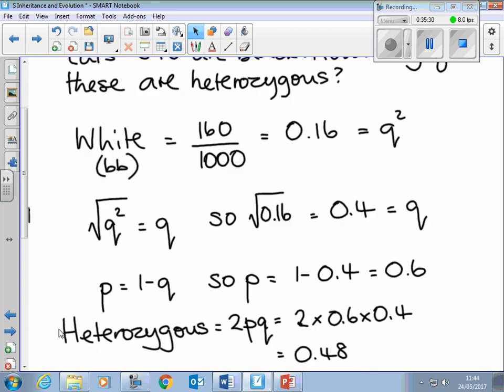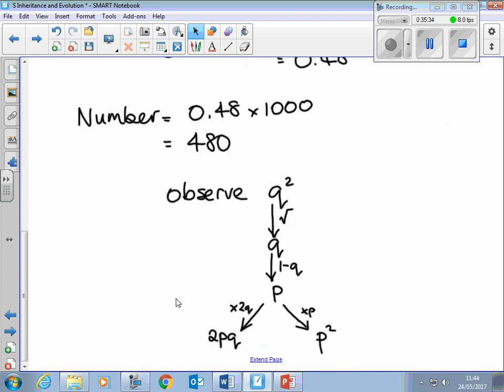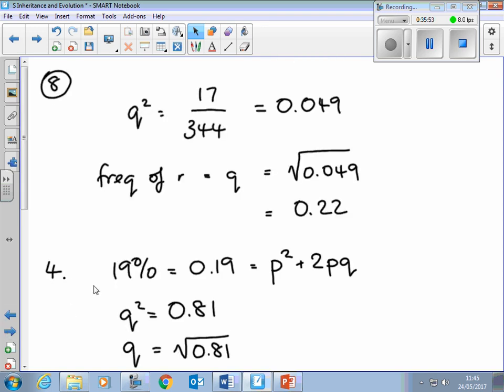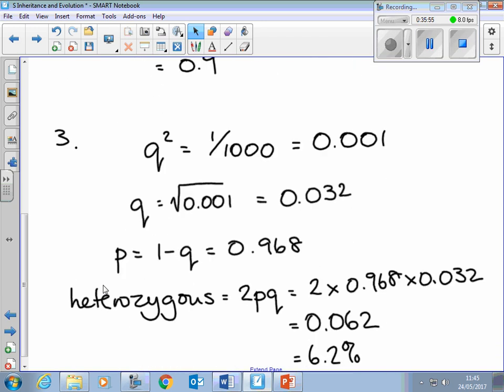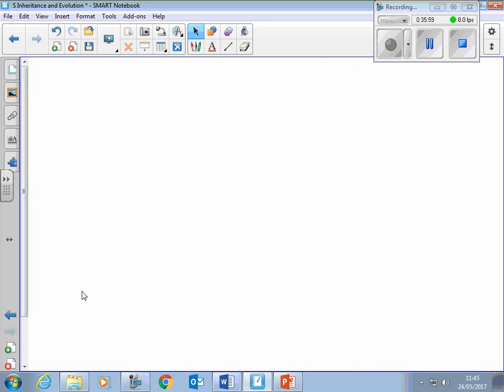And then we went through the examples that we could find in the A-level questions. And that little bit there: observe Q squared, square root it to get Q, take that away from 1 to get P, and then do what you like to get the other things, depending on what you're asked for. That is the key, really, to getting Hardy-Weinberg. And those are the examples of the exam papers. That is probably it.